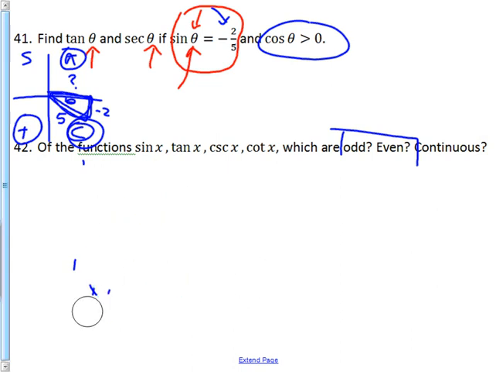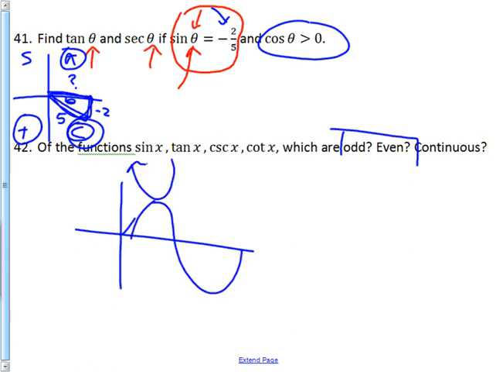How about cosecant? What is cosecant right on top of? Sine. So here's sine. Cosecant would be like this. Does that look continuous to you? No. All right, good enough. I think you get those concepts.